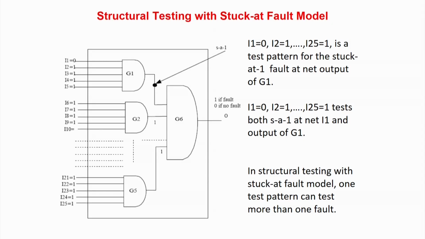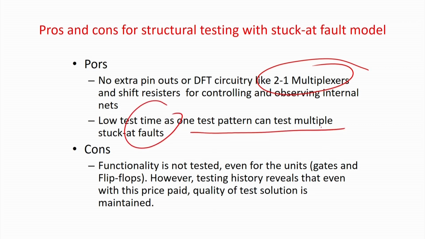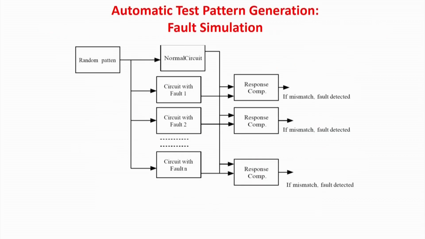So one fault model, one pattern. All the good things about structural and fault model testing are here. Pros: no DFT circuit, DFT being design-for-test circuits like multiplexers, which you would otherwise have to put in the circuits additionally. Low test time, because one test pattern is covering multiple faults. The only disadvantage is that functionality is not tested even for the gates and flops. But history says that there is a huge correlation, so not much is compromised. The optimization is at the level of algorithms or techniques to do test faster, but with a slight compromise on the quality of test.